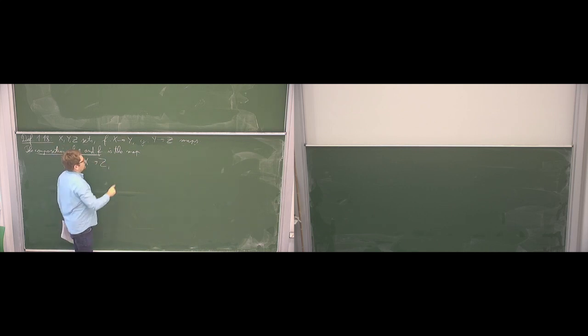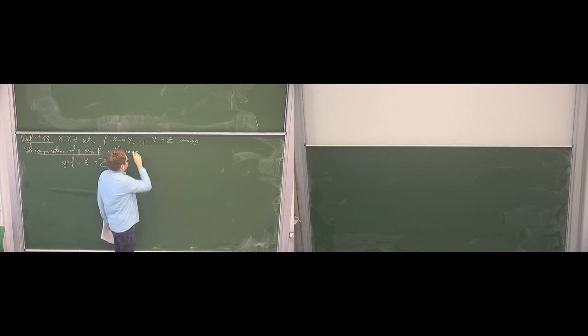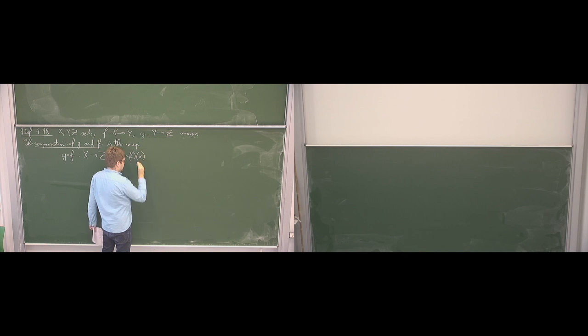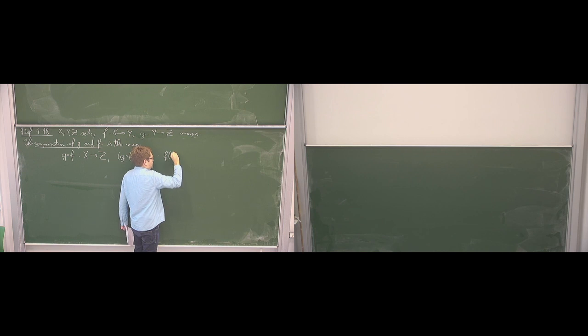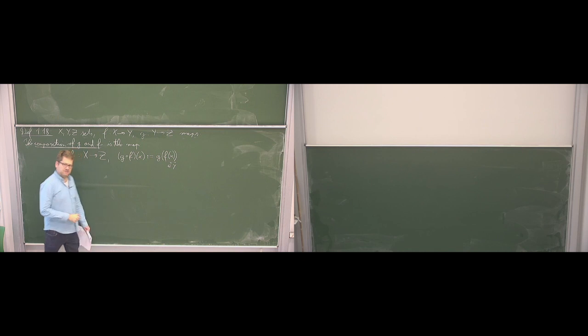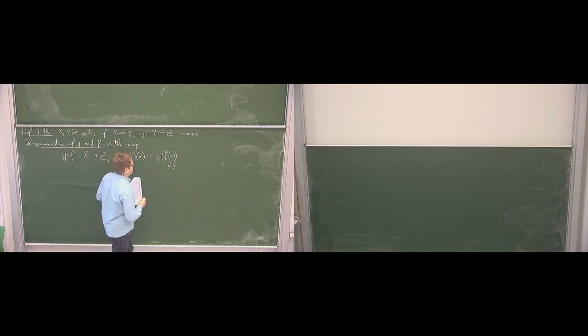Namely, the idea is first we associate with every x an element of Y in terms of f. Then we take this element of Y and associate with it an element of Z by using g. So we just use one after the other. This reads as follows: the composition g circle f of an element x of X is defined as first taking f of x, which is now an element of Y, and then taking g of this element. Since f ends in Y and g starts in Y, this is well defined. So this is really a map.